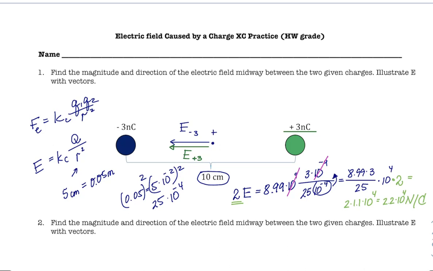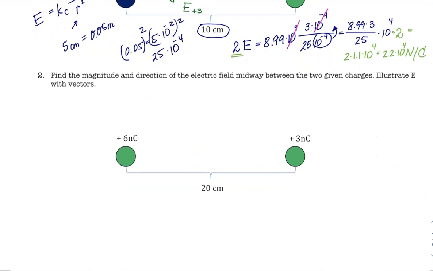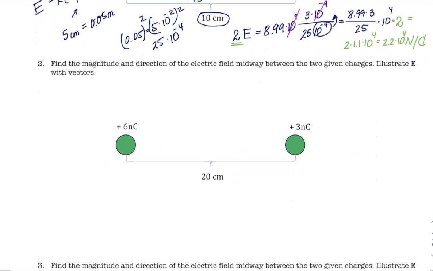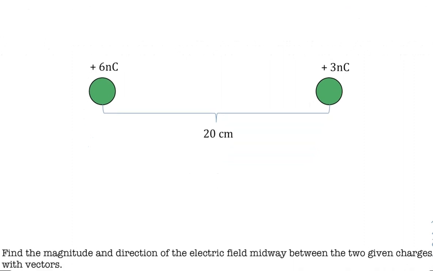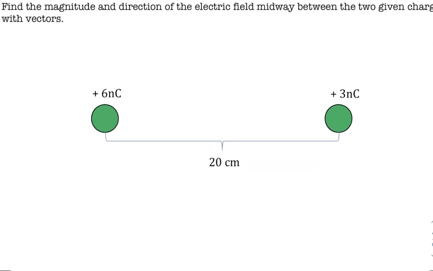So that's the first example. Second example. In the second example, both of our charges are positive. So therefore, let me just zoom in. You know the question. So it's the midway between the two charges.